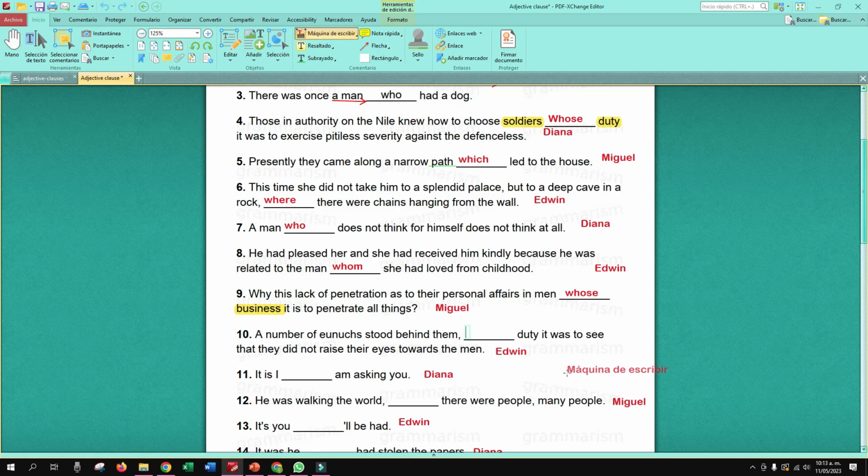A number of, how to say this? Enough. I guess that is enough. Note stop behind them, whose duty it was to see that they did not raise their eyes towards the men. Mhm. So Edwin, you said here, whose, right? That's great. So whose duty again? It was to see that they did not raise their eyes towards the men. Excellent. That's great. Diana, this is easy. 11.